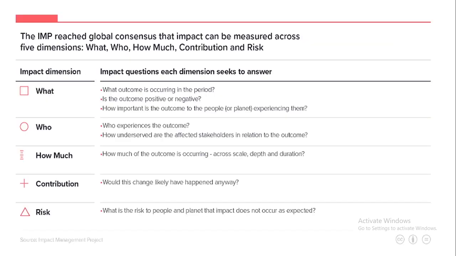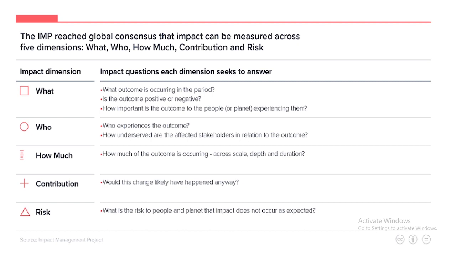Looking at what, when you're measuring impact, you can look at what outcome is occurring in this period or time. Is the outcome positive or negative? How important is the outcome to the people or planet experiencing it? So it's also incorporating the environmental aspects, apart from the people, which is the social aspect. These are all the dimensions of what: the society, the economy, and the environment.